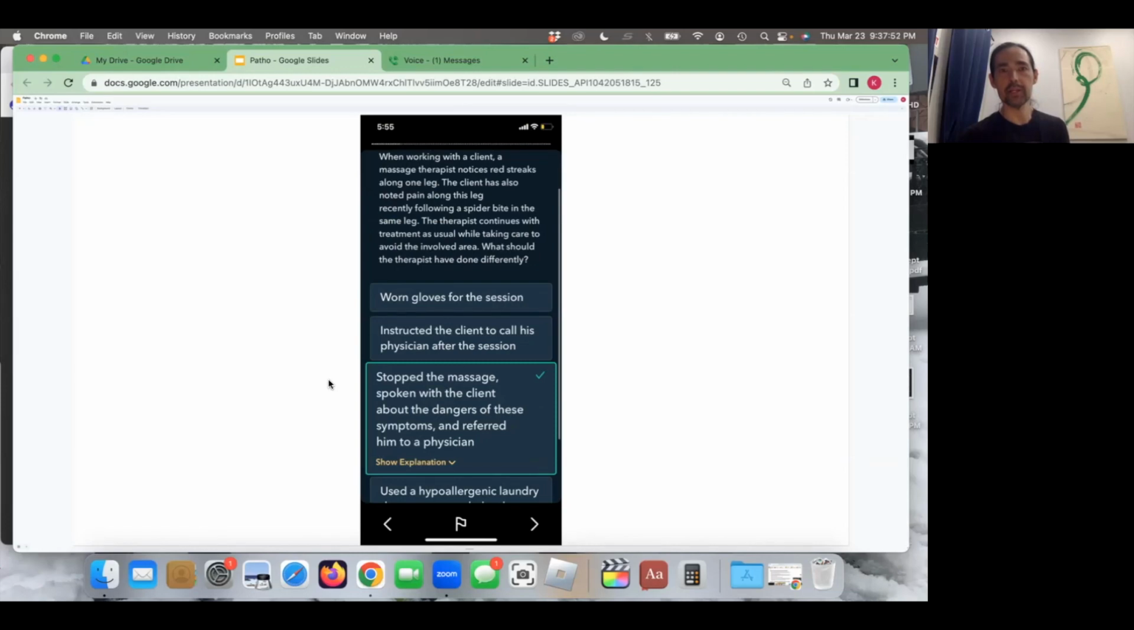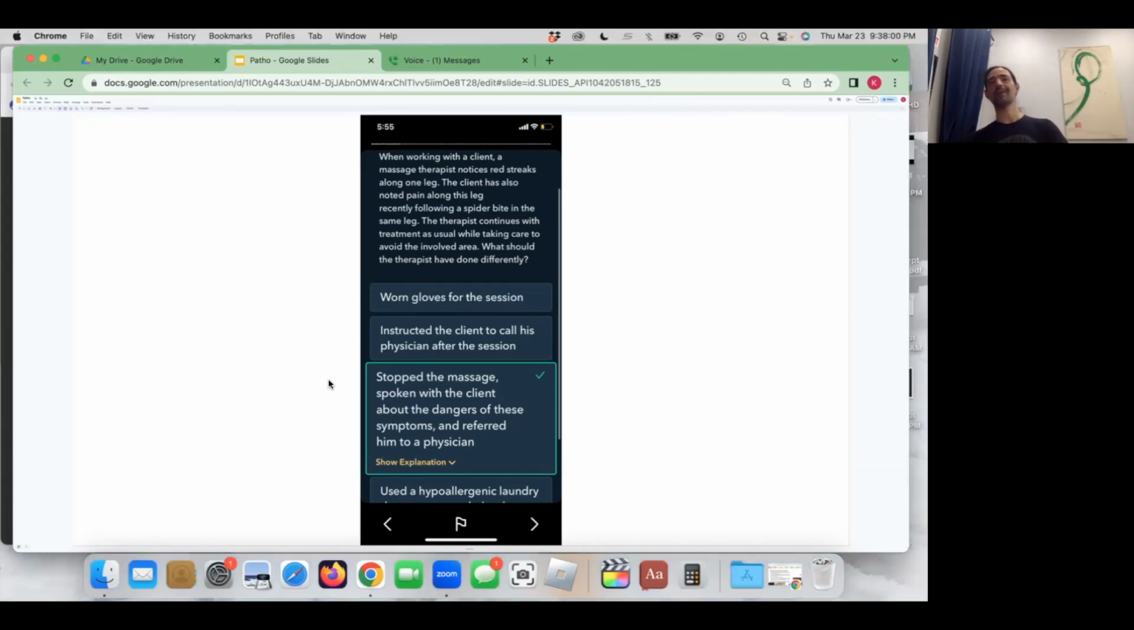When working with a client, a massage therapist notices red streaks along one leg. The client has also noted pain along this leg recently following a spider bite in the same leg. The therapist continues with treatment as usual while taking care to avoid the involved area. What should the therapist have done differently?